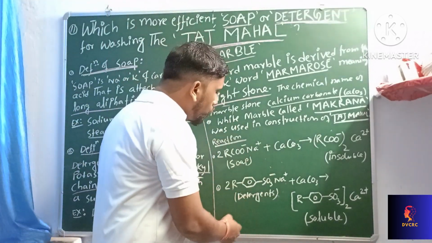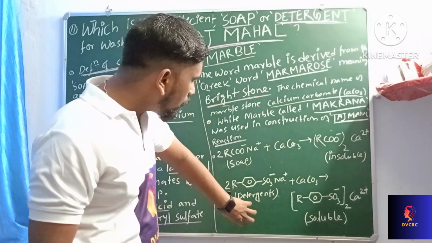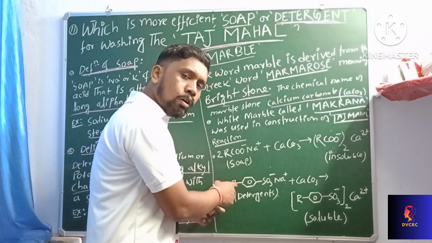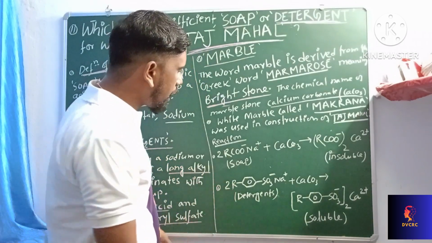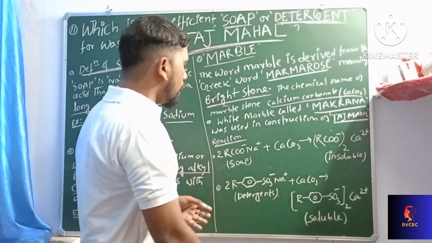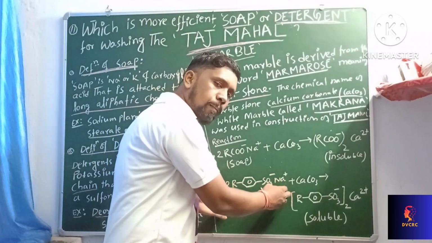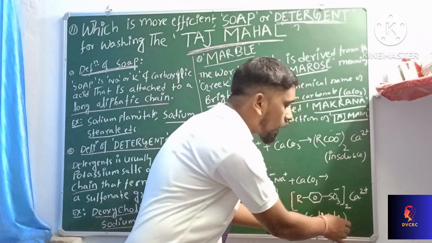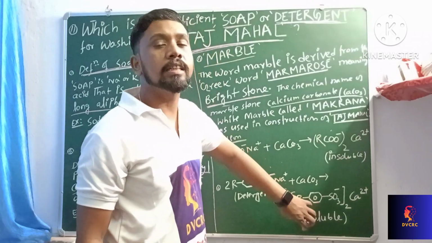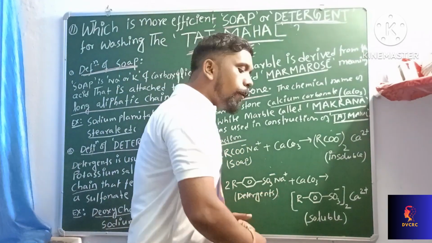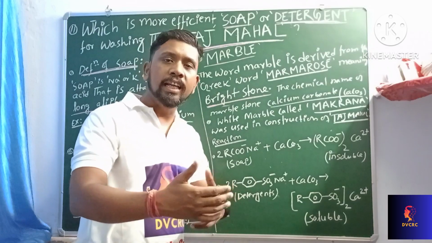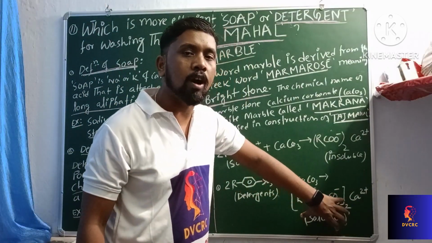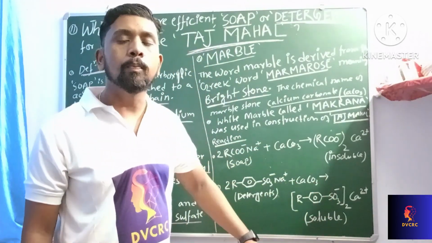But when we use a detergent, the general chemical formula of the detergent is this, where R denotes the long alkyl group oriented chain, and this is the sulfonic group SO3 minus. So this is the detergent general formula. When detergent reacts with calcium carbonate to form this type of product, the nature of this product is soluble. So when detergent is used to clean marble oriented things, these soluble products are formed, and these soluble products are removed by water.